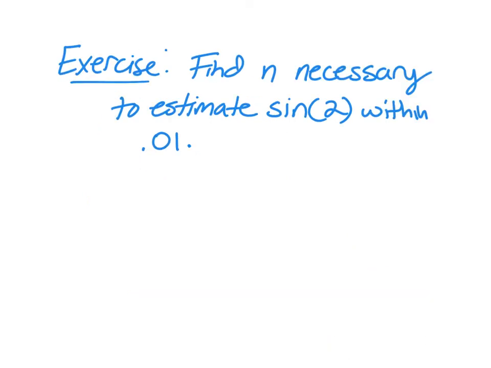And so for your exercise, I want you to find the n necessary to estimate sine of 2 within just 1 100th. So we're a little bit farther away from the center here, and so you might expect there to be more error, so you probably are going to need more terms than you did to get it within 1,000th. So I'm just having you do it within 100th, see what happens there.